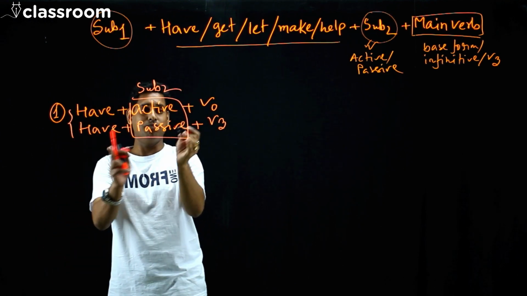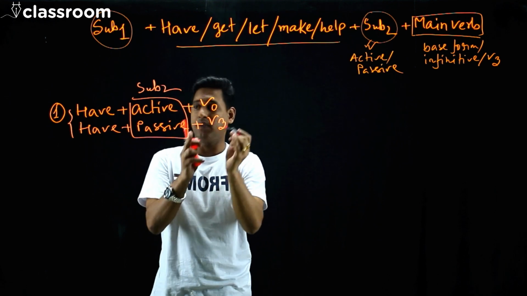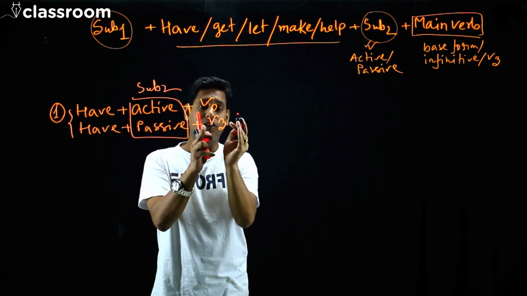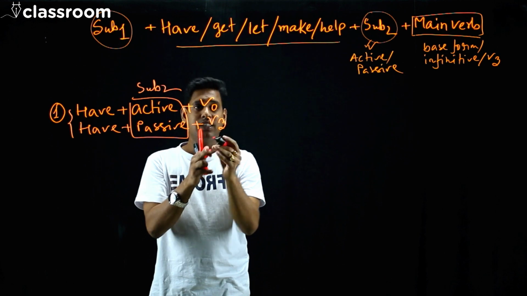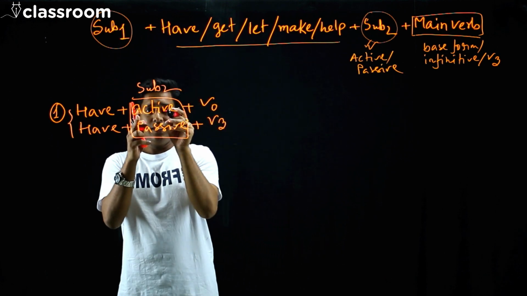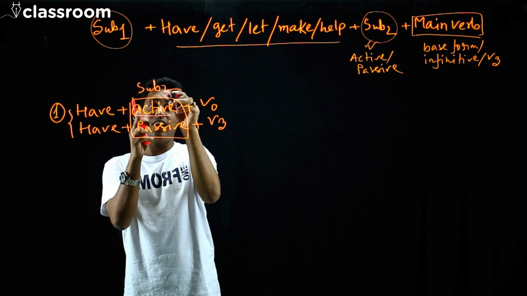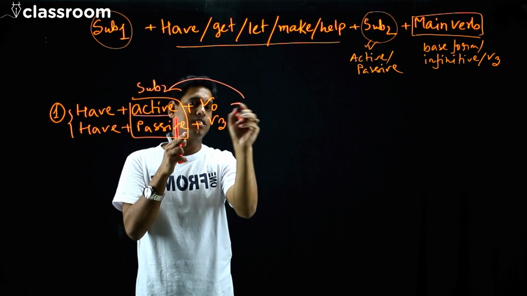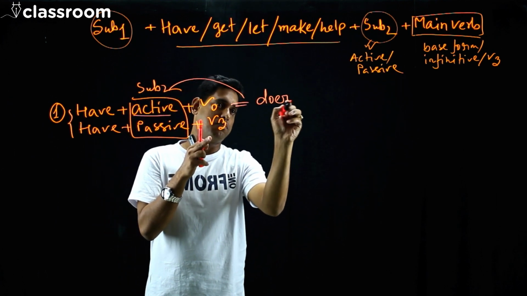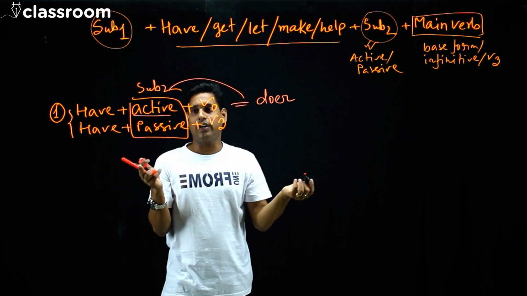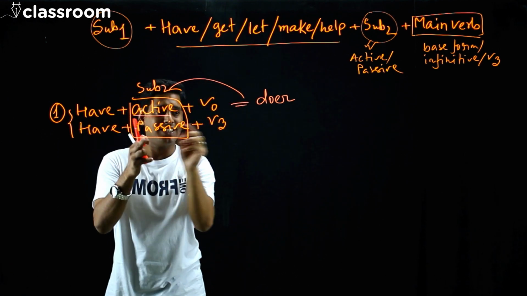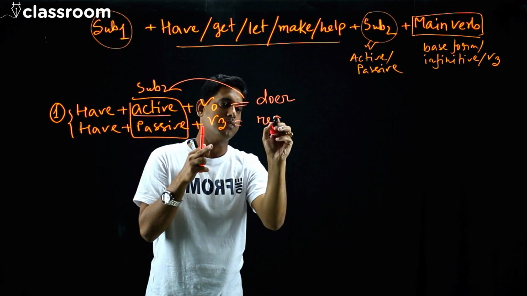If it is an active tone, the main verb should be in the verb base form. If it is in passive tone, the main verb should be in the past participle form. Sometimes, if it is an active tone, you can define subject 2 as a doer in a few cases. Most of the people define this as a doer if it's an active tone. And if it is a passive tone, you can also define this as a receiver.